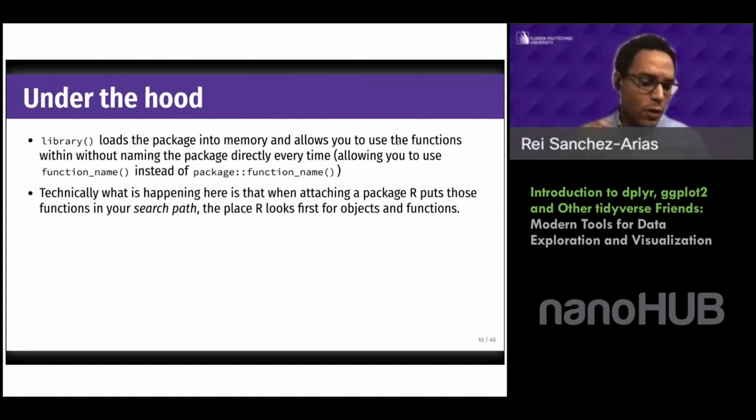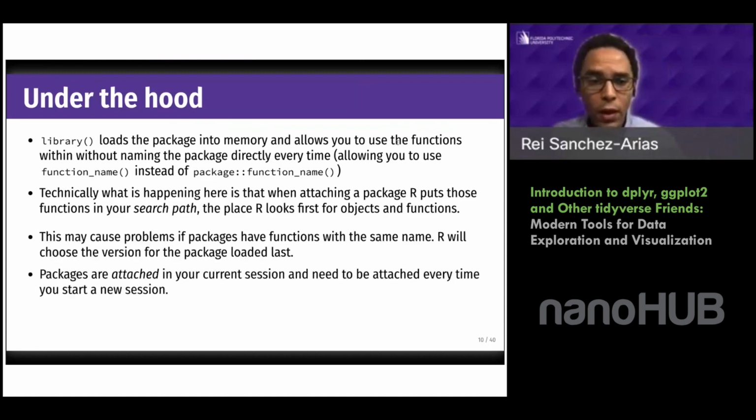So under the hood, if you want to know more, library is actually loading your package into memory. It's putting it in what technically is called a namespace. And if you do that, it allows you to use functions from that package directly, so that you can just type the name of the function and its specific parameters instead of typing package::function name, which is also something that you can do. So technically what is happening is you're putting all these functions in the search path, which is the place where R is looking first for objects and functions.